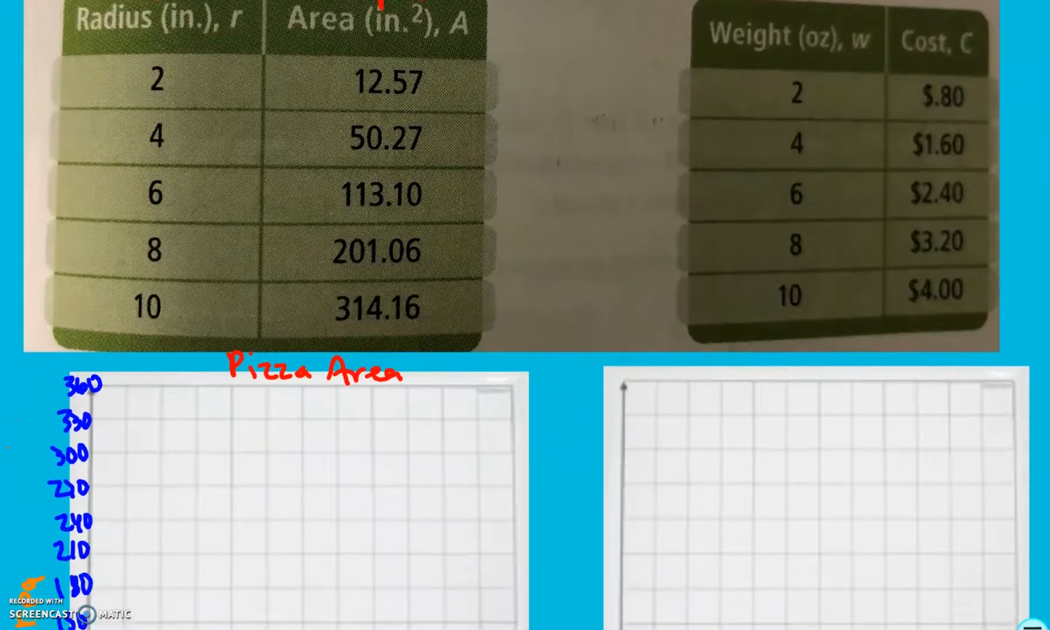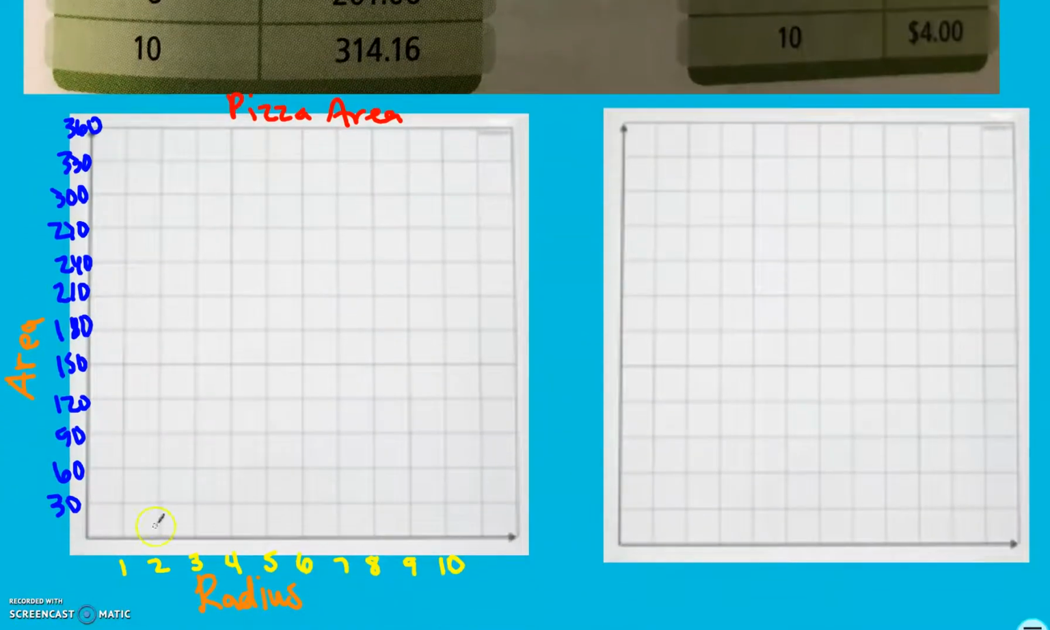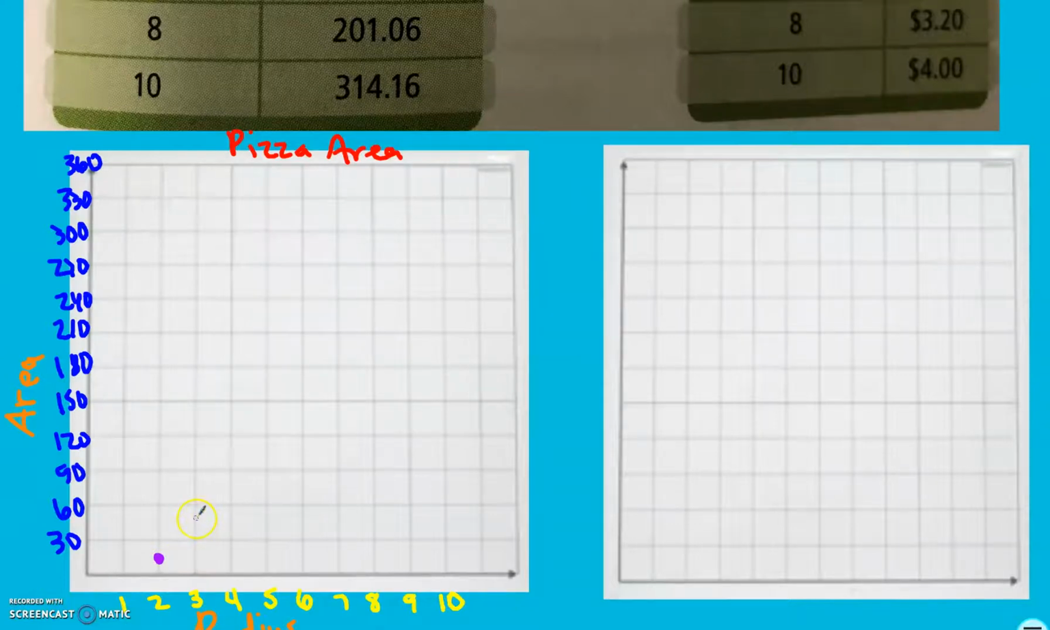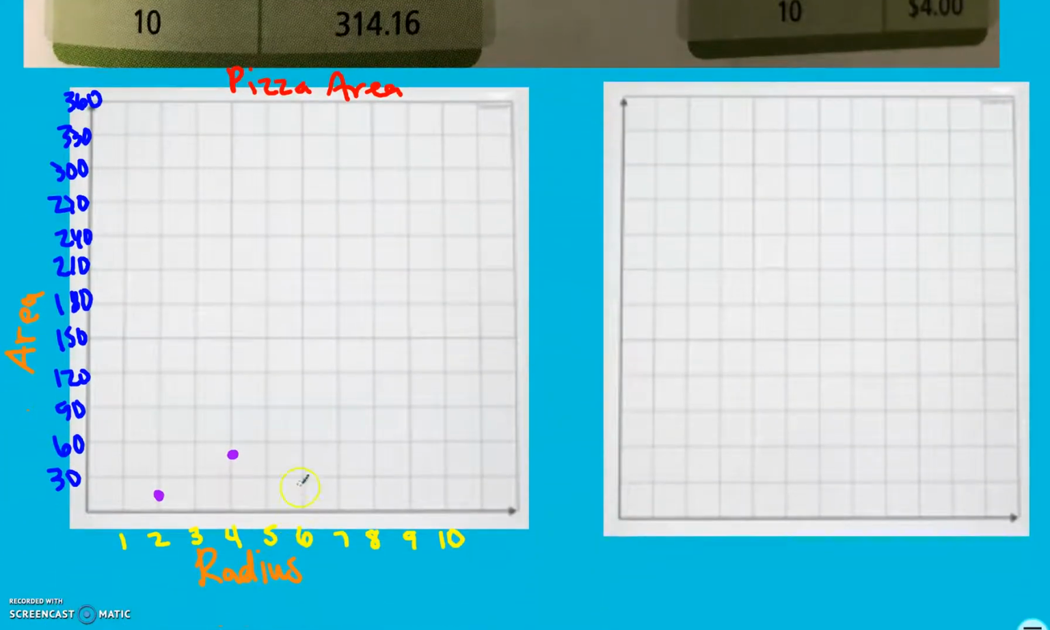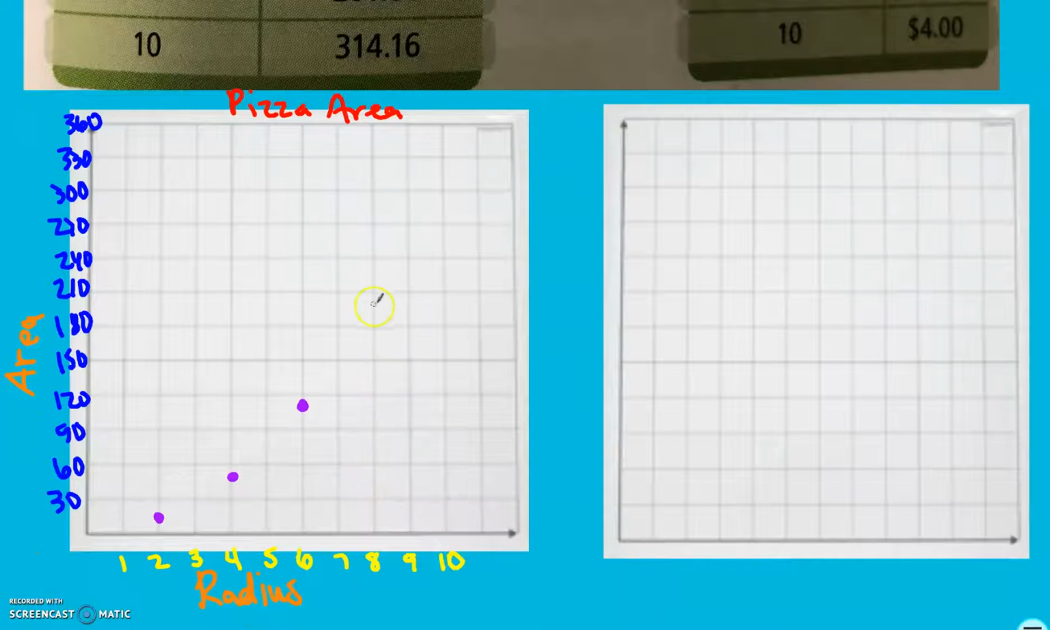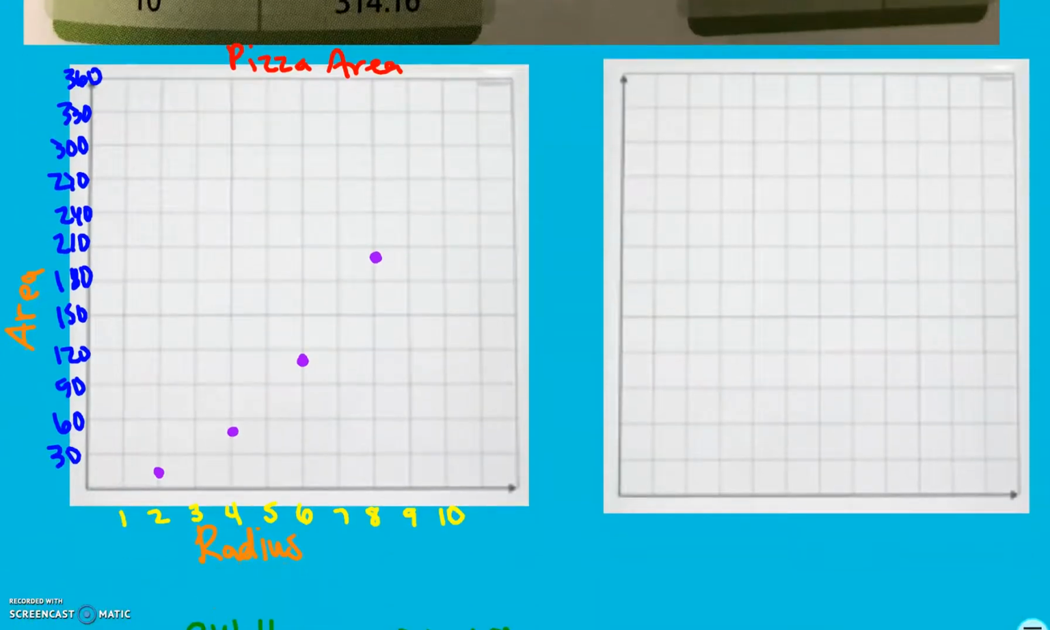For a radius of 2, my area is 12.57, so just under halfway in between there. With a radius of 4, my area is 50.27, so a little over 2/3 the way. Oh, I need 4, sorry. For 6, 113. So almost to 120. 8 gives me 201. And 10 takes me all the way to 314. Almost halfway in between there.